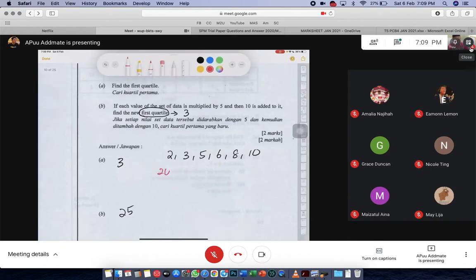So, sini 20. Lepas tu, 5 times 5, 25, 25 plus 10, 35. 6 times 5, 30, 30 plus 10, 40. Lepas tu, 8 times 5, 40, 40 plus 10, 50. And 10 times 5, 50, 50 plus 10, 60. Okay, so itu adalah you punya data yang baru. So sekarang, mana satu yang you punya new first quartile? Sama macam tadi kan. You kena ambil tengah, lepas tu ambil lagi tengah. So that's why your answer is 25. Okay, Amma?